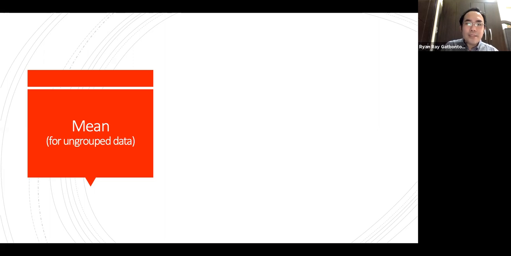So what is the formula for determining the mean for ungrouped data? Usually your mean is represented by an X bar, which is calculated using the formula: summation of X divided by N, where the summation of X refers to the sum of all the values of your data, divided by the number of data that you have.